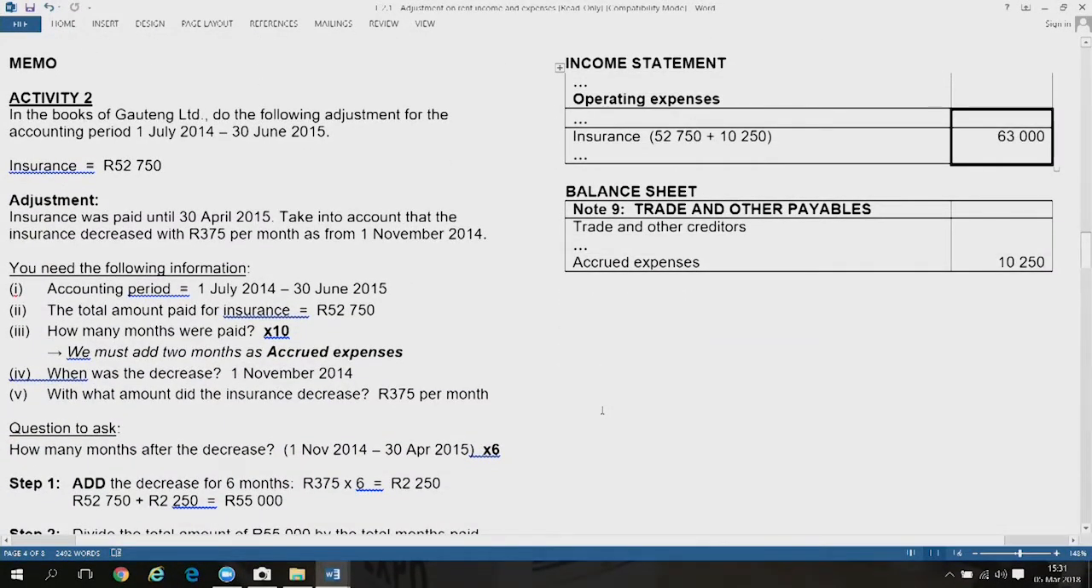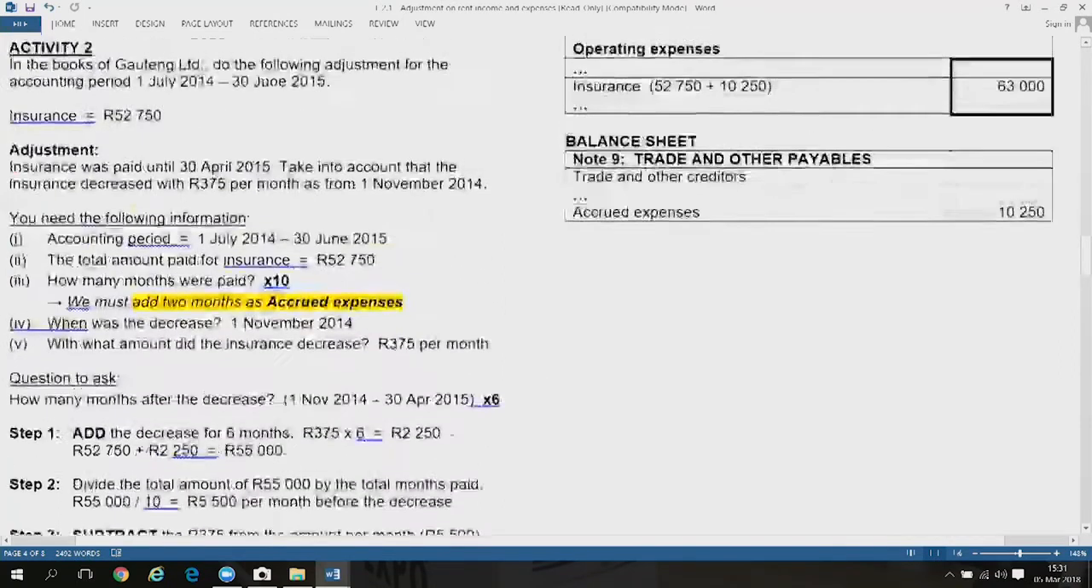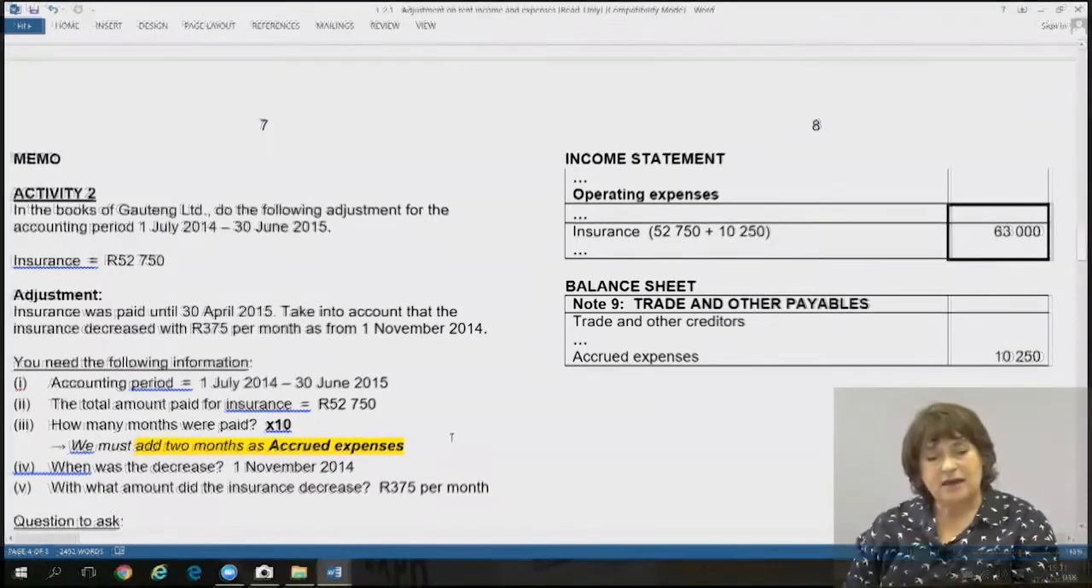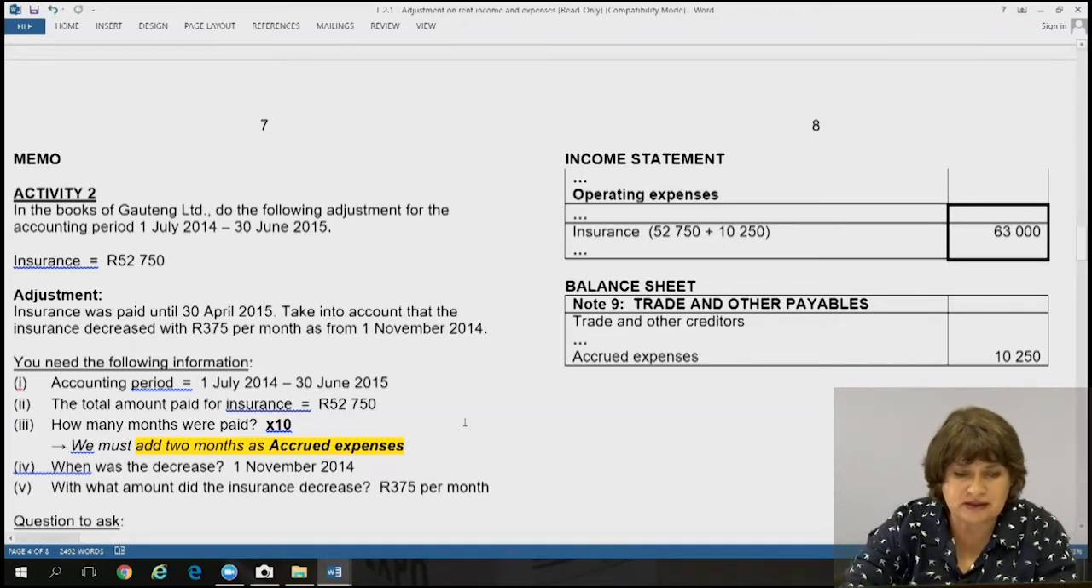There is activity number 2. The same story. You've got the accounting period, the total amount, the times 10 months. The moment that you know the times 10 months, we know that we must add 2 months as accrued expenses. You first add the 375 times 6, then you divide it by 10. Then you minus it because it decreased. You times it by 2, and there is your income statement and your balance sheet. We add the 2 months, and in note number 9, accrued expenses.